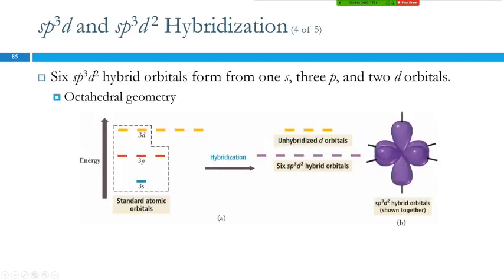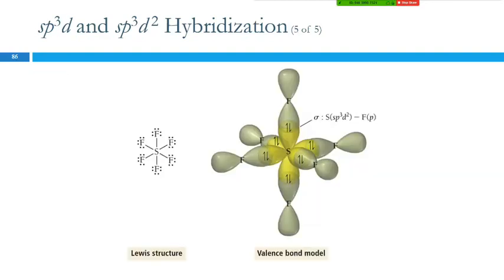We can go a little further and take 2 of the d orbitals. We call this an sp3d2, and so there are 6, 1, 2, 3, 4, 5, 6, and they're going to arrange themselves like an octahedron. And sulfur hexafluoride is an example of this. So we have the 6 hybrid orbitals here, and each overlaps with 1 fluorine.